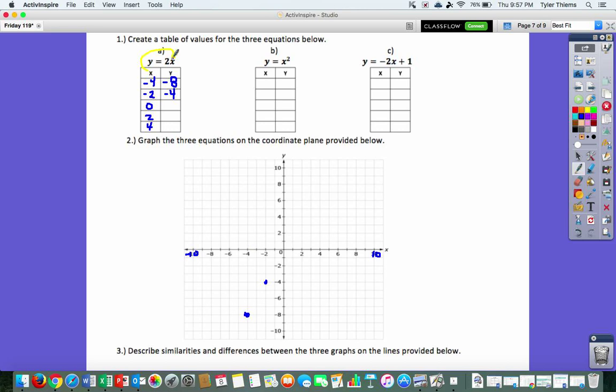If I plug in 0, well, 2 times 0 is just 0. So that point goes right through there. 2 times 2, that's 4. This point, 2, 4 would be here. And 4 times 2, once I plug in that, would be 8. So that coordinate point would be where x is 4 and where y is 8, which would be here. What you'll notice is this forms a straight line.